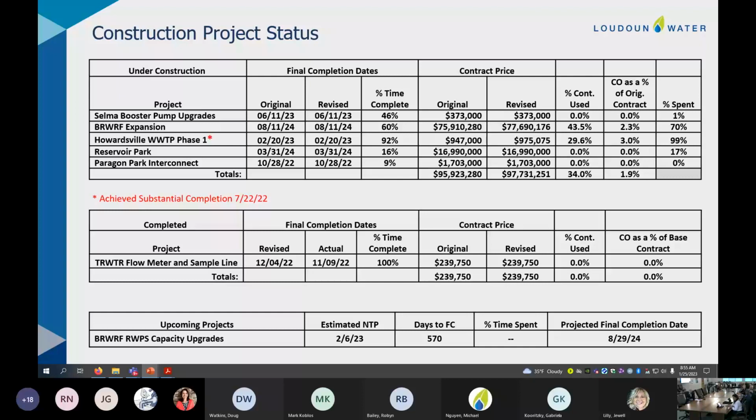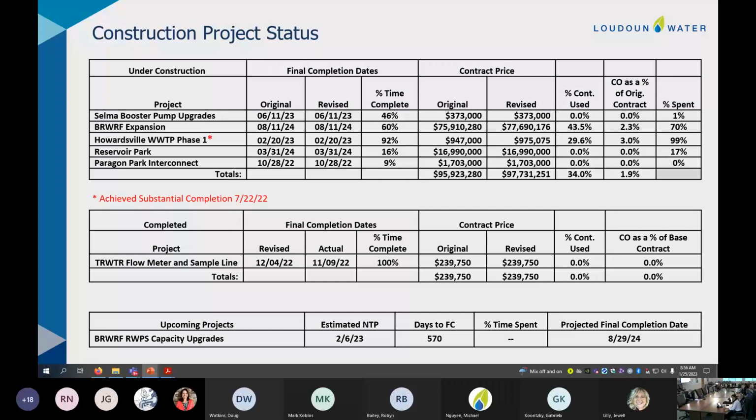Here at the top, I've got the projects under construction, and to Kendra's point just a minute ago, on the Broad Run project, our change orders as a function of the contract value are 2.3%. And if you remember, we have a 5% contingency. So we're not even halfway there on using the board approved contingency. And then we've got the other projects that are in construction on the list at the top. And then in the middle, we've got the Trap Rock flow meter and sample line project that's going to drop off the list. It's the last time you'll be seeing that.